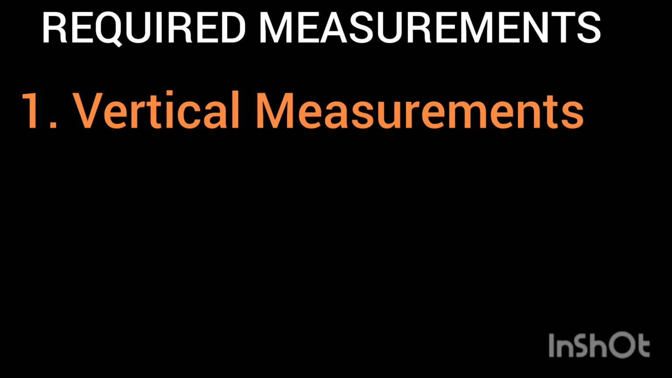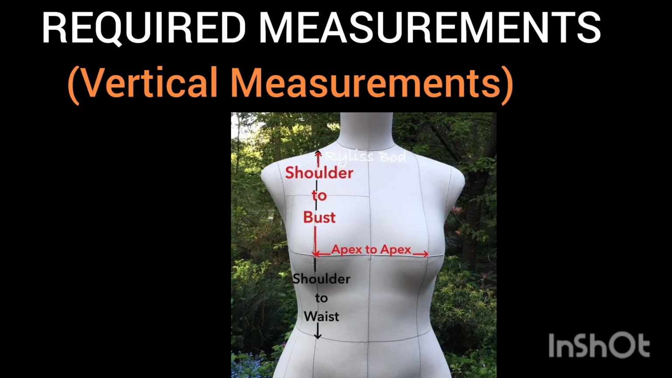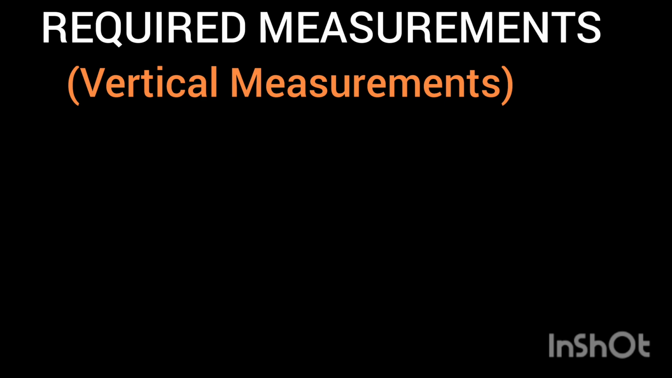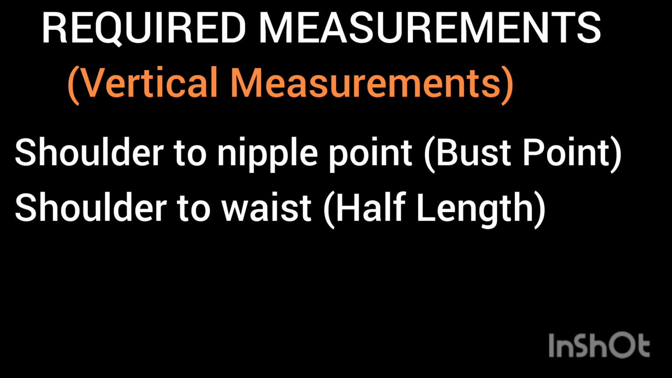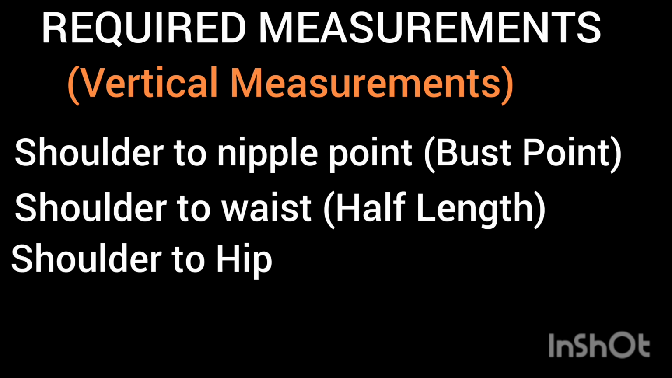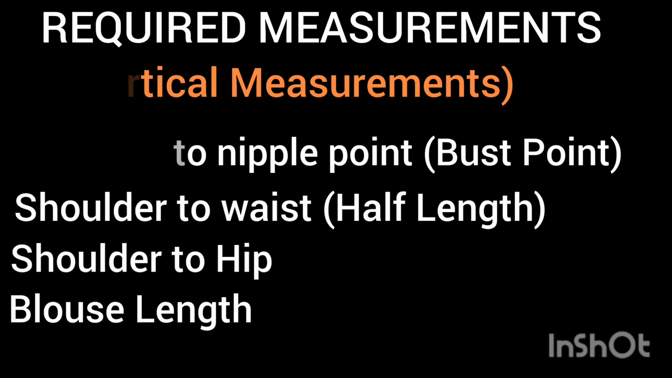To draft your own basic bodice pattern, you'll be needing the following sets of measurements. I like to group my measurements into two different categories known as the vertical measurements and the horizontal measurements. The vertical measurements for me are measurements along your body. It highlights different points on your body, and this includes the shoulder to navel point, which is also known as the bust point, the shoulder to waist point, which is also known as the half length point, the shoulders to the hip point, and the blouse length.